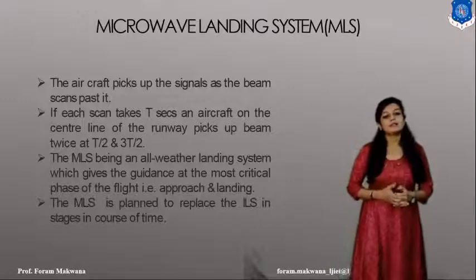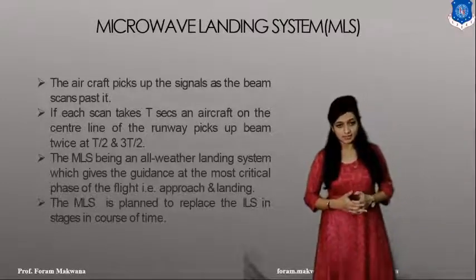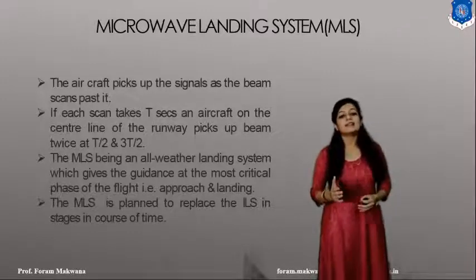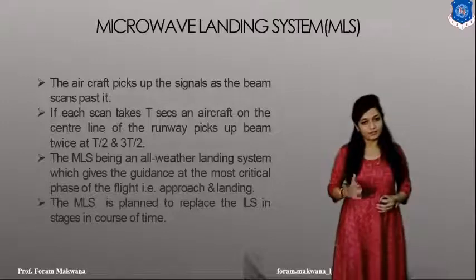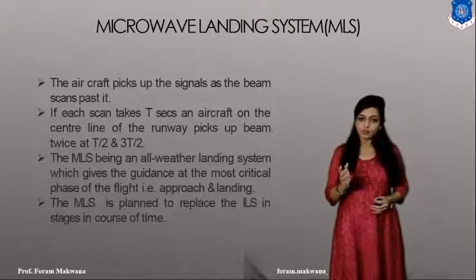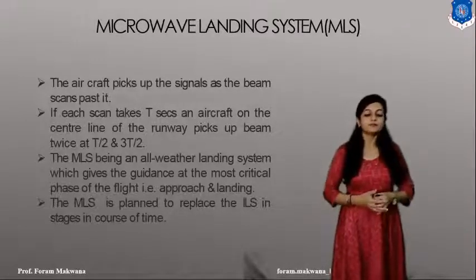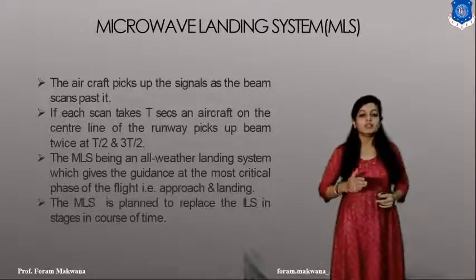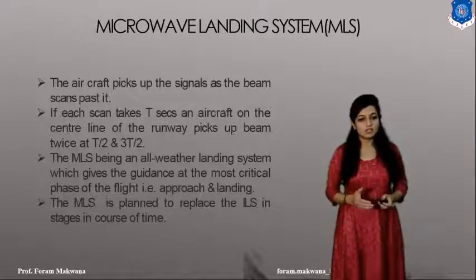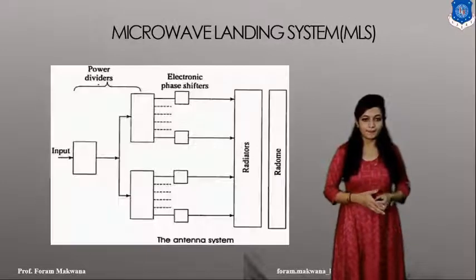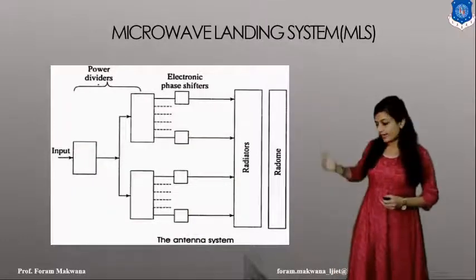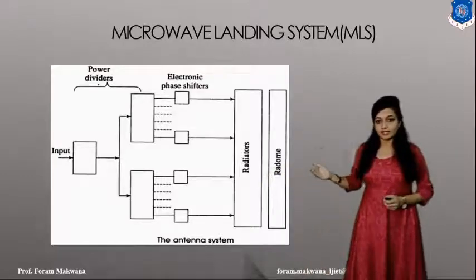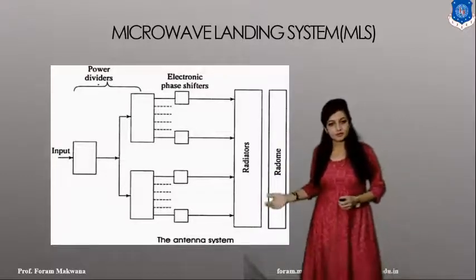Alright? So the MLS, that means the microwave landing system, being an all-weather landing system, gives guidance at the most critical phases of the flight. That is, one is the approach, the second one is the landing. Right? So the MLS is planned to replace the instrument landing system in stages over the course of time. Right? So these are the elements of the microwave landing system, in which you can find that these are the radiators, right?